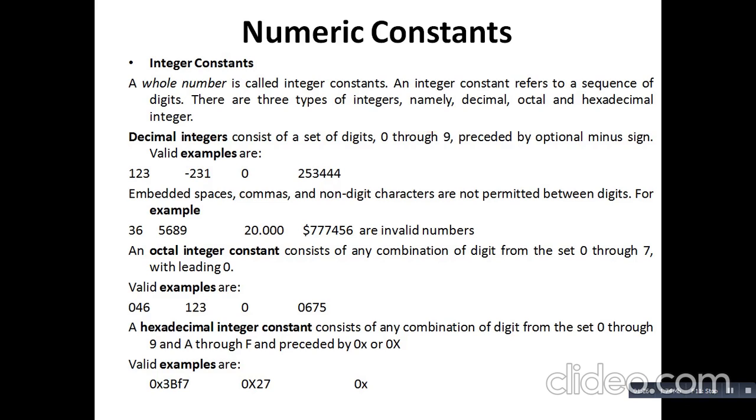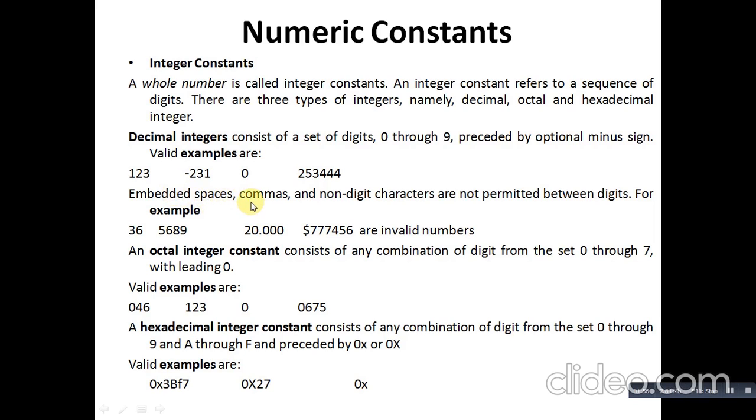There are three types of integers, namely decimal, octal and hexadecimal. Decimal integers consist of a set of digits 0 to 9 preceded by an optional minus sign. The valid examples are 123, minus 231, 0, 2,53,444. So these are the valid examples of decimal integers.